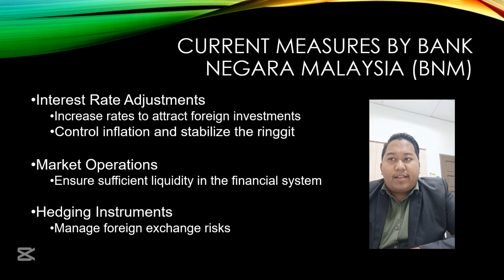Let's take a look at the current measures implemented by Bank Negara Malaysia to address currency devaluation. Firstly, BNM adjusts interest rates to attract foreign investment, which bolsters demand for the ringgit and helps control inflation. Secondly, BNM ensures sufficient liquidity in the financial system through market operations. Lastly, BNM uses hedging instruments to manage foreign exchange risk, thereby reducing the impact of currency fluctuation on the economy.